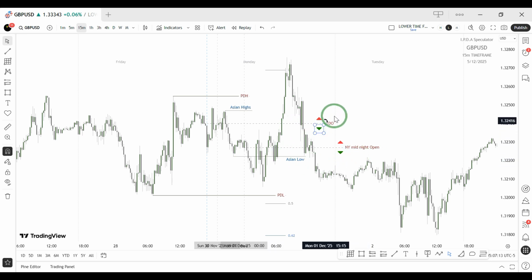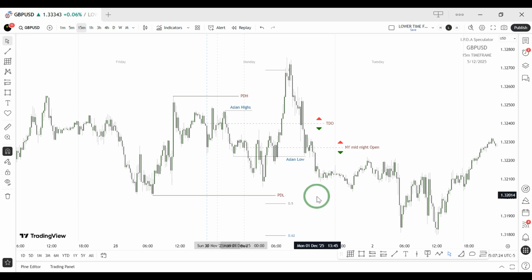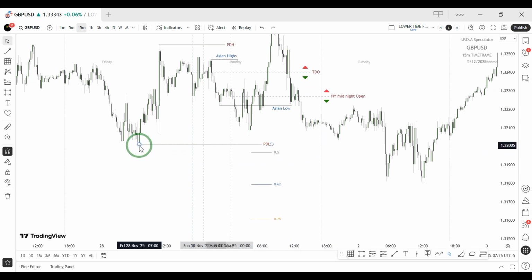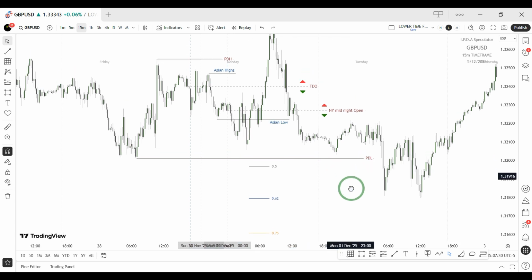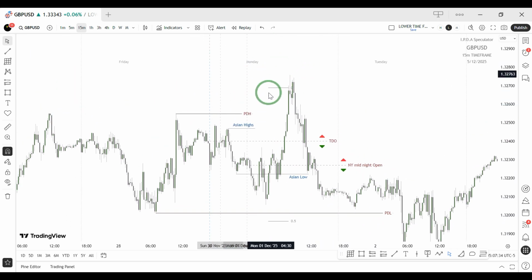So now I'm above the 2-day open, I'm above the New York midnight open, and I'm above the dealing range. So now I'm going to trade back into the range, at least into the 50% levels, targeting the previous day's low in form of a market maker sell model. So now I'm going to focus here and find if I'm going to get a 2022 model reversal.